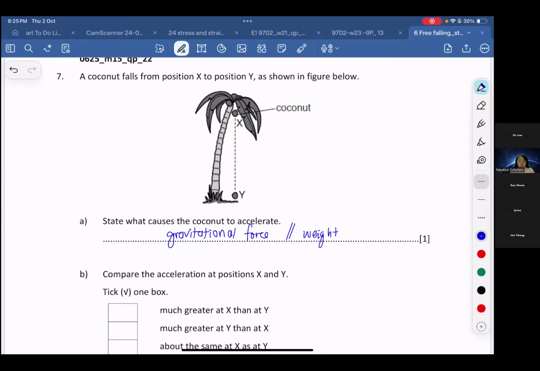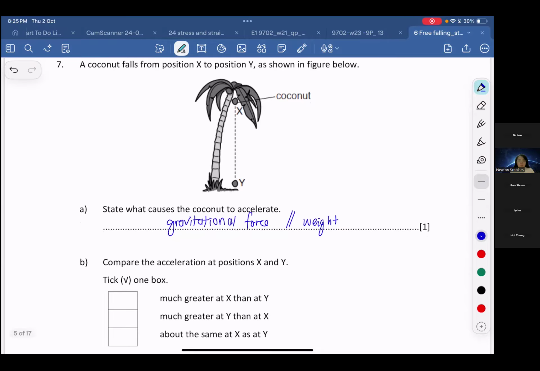Okay? Can you compare the acceleration at position X and position Y? Can you compare there? What do you think? First, second, or third box we have to tick. What is the acceleration? Third one, thank you. Okay, you see, about the same. Teacher, you say it's the same. Why now? Right now you say about the same.